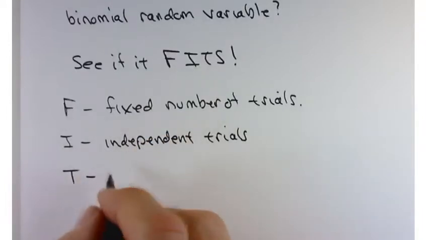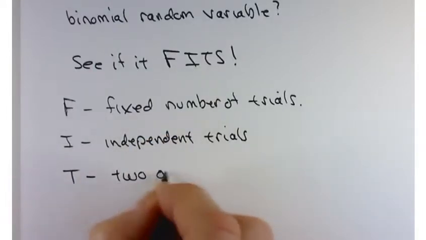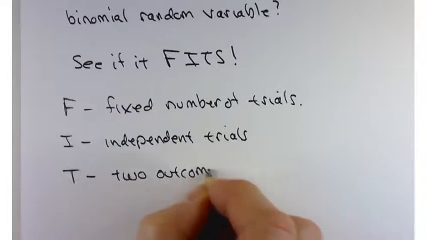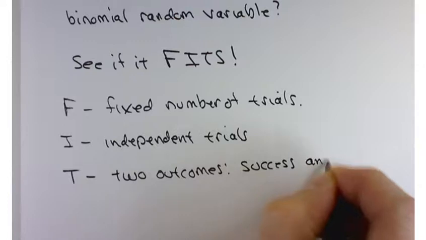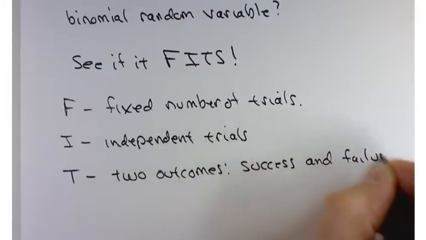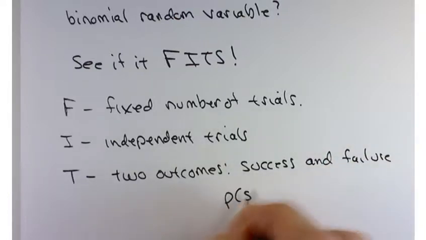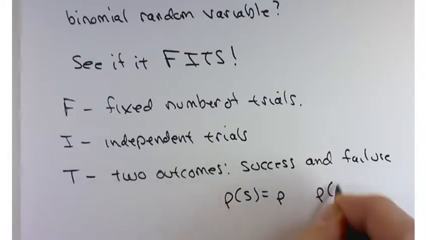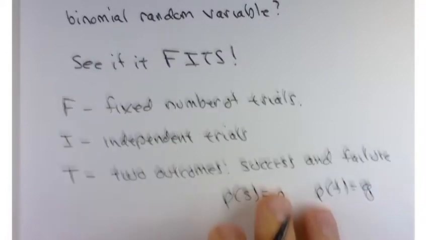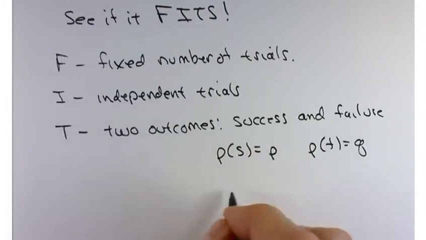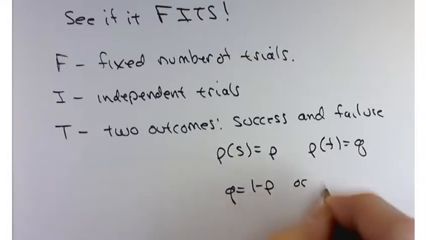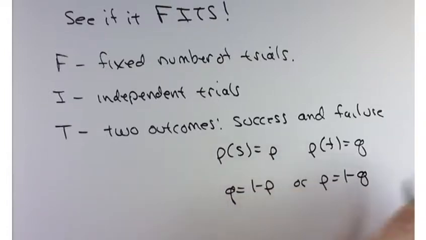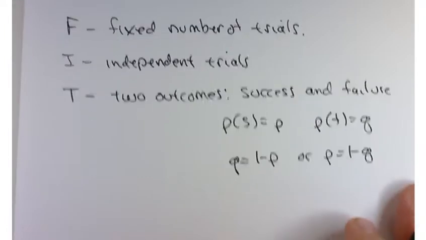There has to be exactly 2 outcomes. Success and failure. Probability of success is denoted with a P. Probability of failure is denoted with a Q. And just a quick FYI, Q equals 1 minus P, or P equals 1 minus Q. They're just mirror images of each other.